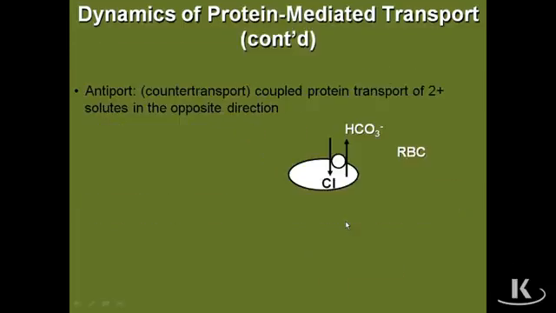intestine. Now, the opposite situation is referred to as antiport or countertransport. This is also protein-mediated transport, but you're transporting the two substances in the opposite direction. An example here is the countertransport of chloride and bicarbonate across the membrane of a red blood cell. And again, you went through this in the respiratory section.